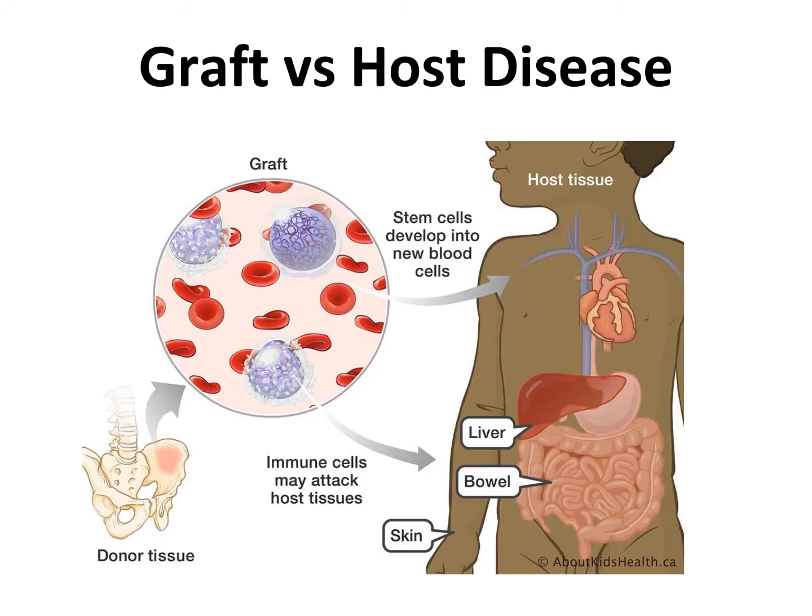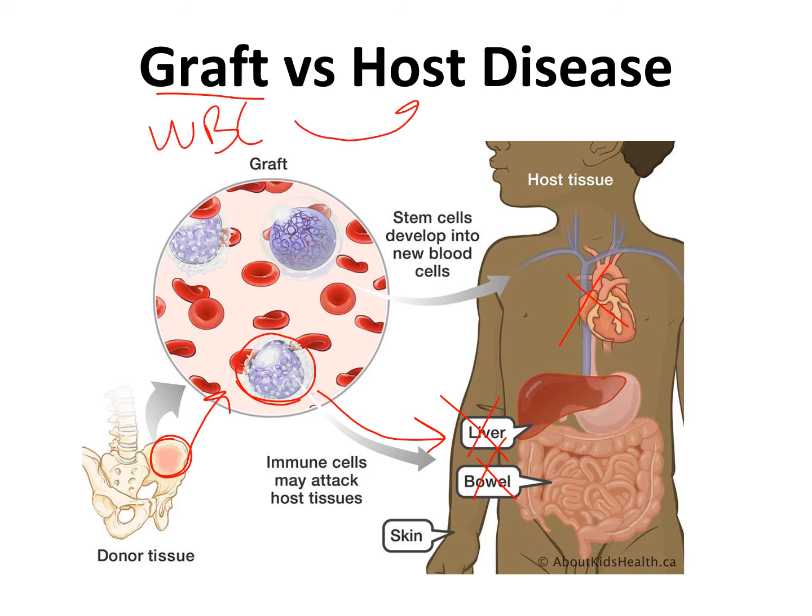A major complication of a bone marrow transplant is graft versus host disease. So in a bone marrow transplant, you are transplanting stem cells that are producing all the formed elements of the blood. And graft versus host disease occurs when the white blood cells from the donor recognize the recipient's body as foreign, and they start attacking all the tissues. And that is graft. The grafted white blood cells are attacking the host body.